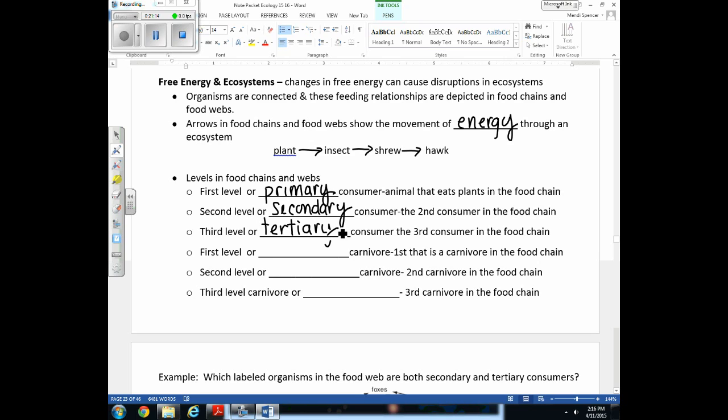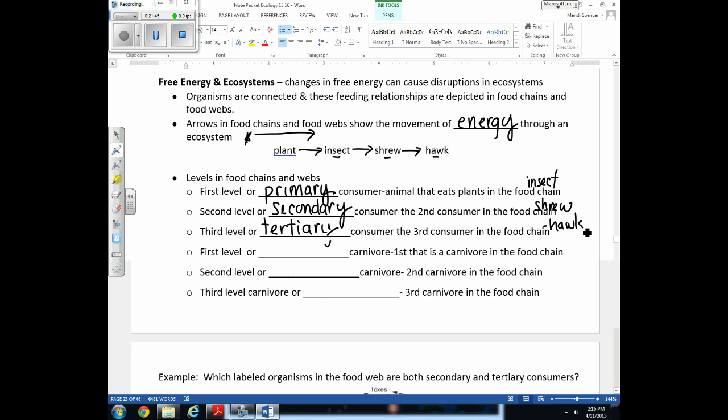So if I ask you in that food chain, which organism is the primary consumer, you want to start at the bottom of that food chain with that plant, and you want to move up that food chain. So that plant is considered a producer, so it doesn't count. This insect is the first consumer. The shrew is the second consumer. And the hawk is the third or the tertiary consumer. So that primary one would be the insect, secondary shrew, and tertiary would be hawk.